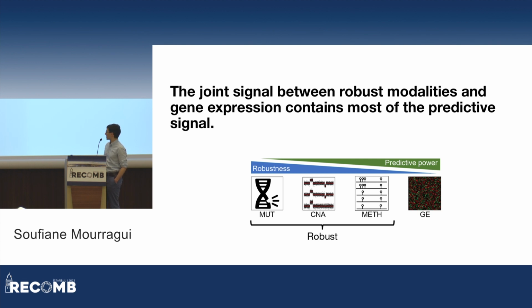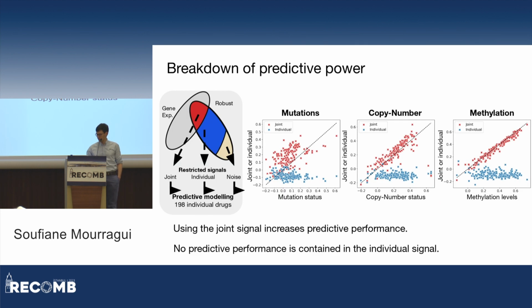And so what you can observe here is that the individual signal completely drops, so there's no predictive performance whatsoever in the individual signal. The signal that is in mutation but not in gene expression is absolutely not predictive. And if you take the signal that is correlated with gene expression, it yields a much higher predictive performance. Of course, this is using gene expression here. For copy number, we see pretty much the same thing, and methylation also. So basically, the individual signal doesn't contain anything.